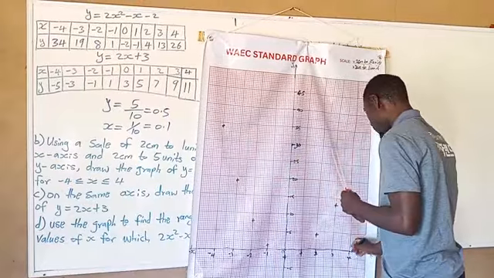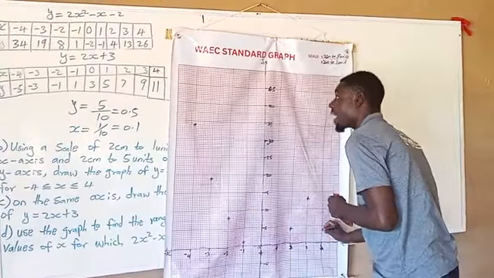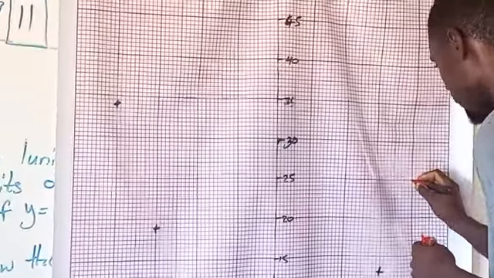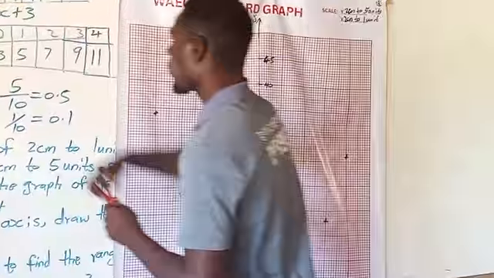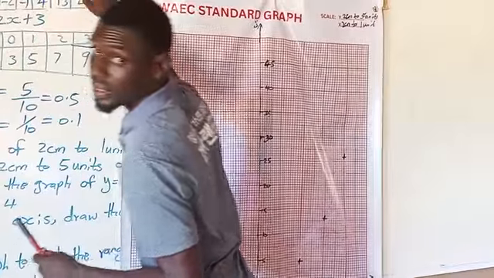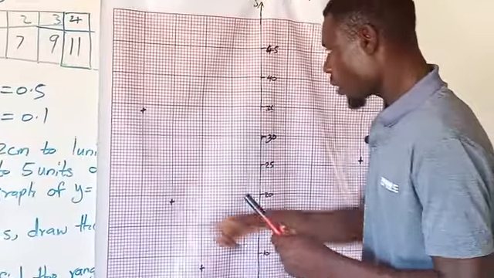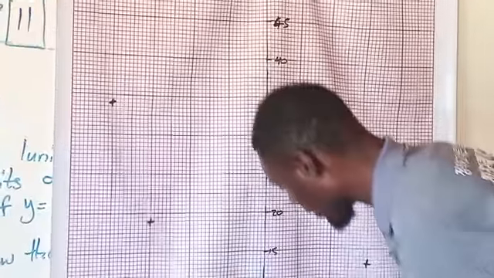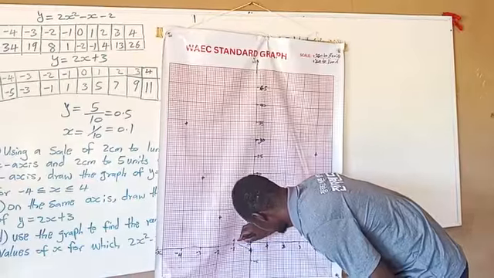When x is positive 4, which is this, y is 26. You come to where 25 is. 26. Now we have gotten from minus 4 to positive 4. So at this point we want to join the points. Follow me as I join the points. Before I start, I can start from here. I trace it.